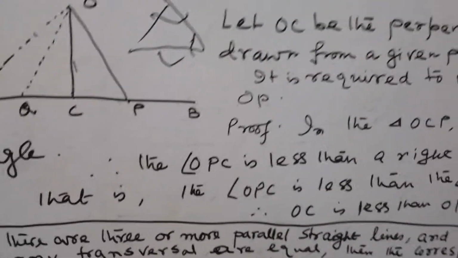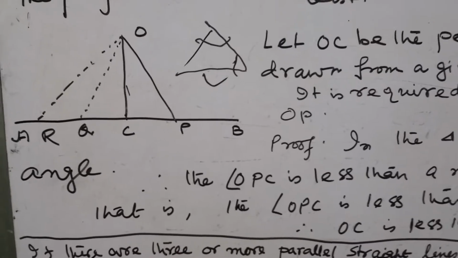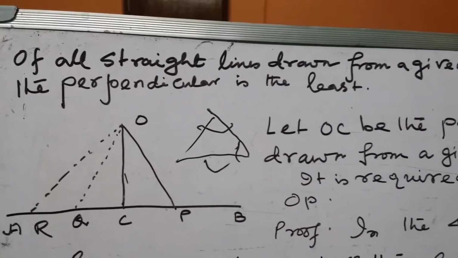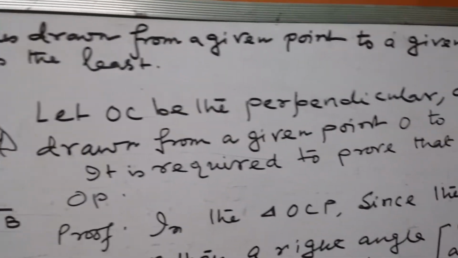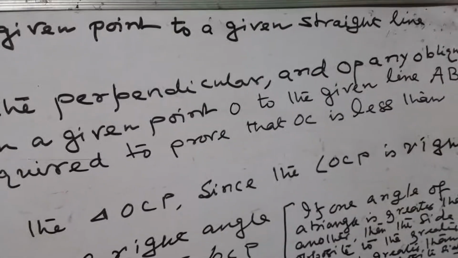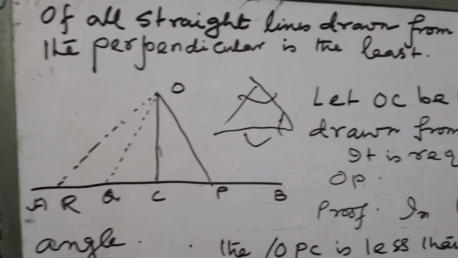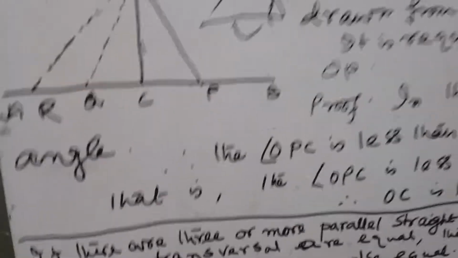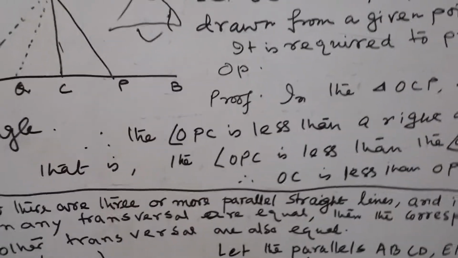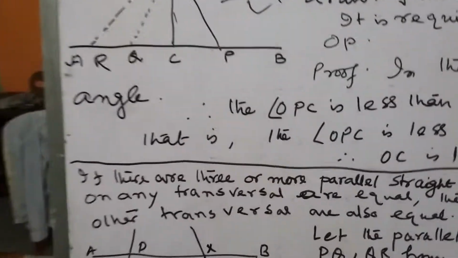So here I prove the first theorem, which tells us that of all straight lines drawn from a given point to a given straight line, the perpendicular is least. Now I am proving the second theorem.